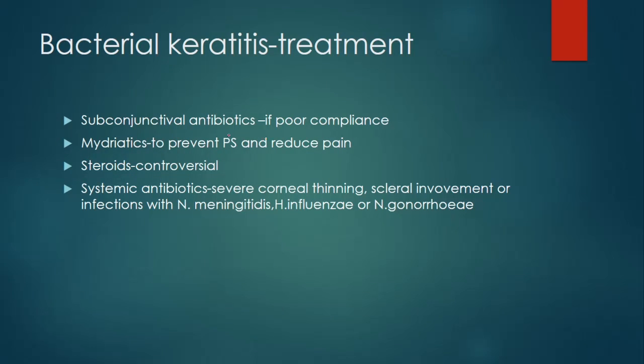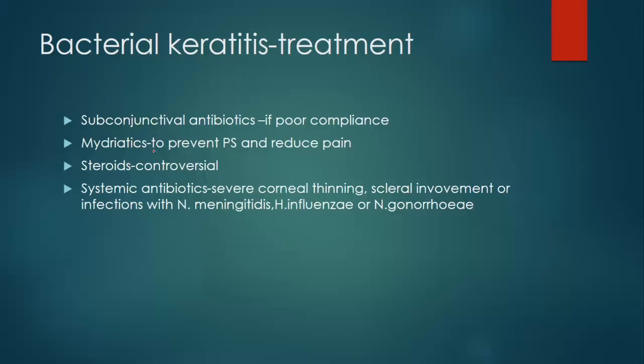Along with antibiotic drops, we use mydriatics like atropine, homatropine. This is used to prevent any posterior synechiae and to reduce pain. Then next are the steroids. The use of steroids is controversial. Once the infection is controlled and we have seen that the ulcer is healing, then we can start steroids because they reduce inflammation and decrease pain and discomfort associated with inflammation. But it has to be balanced because steroids will also delay healing. So there has to be a balance between the decrease in inflammation and the process of healing.